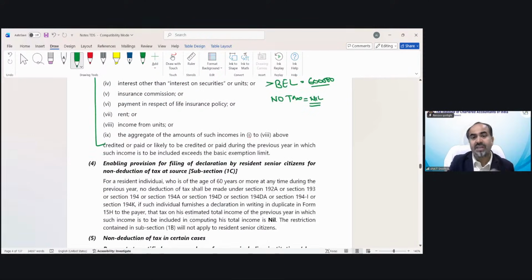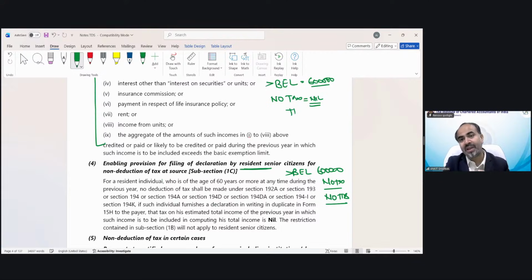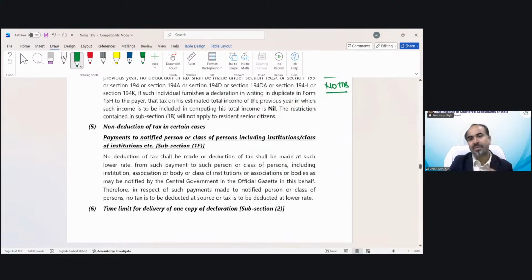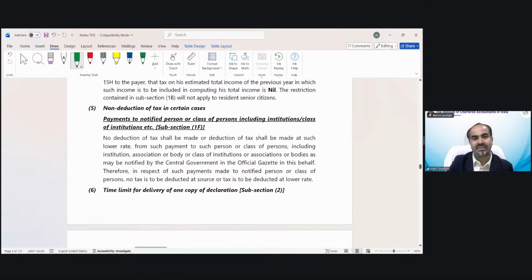But if you are a senior citizen, and there is income of 6 lakh rupees, which is exceeding the basic exemption limit, then in case of a senior citizen, if there is no tax, there could not be any TDS. But if you are not a senior citizen, even if there is no tax, TDS liability arises. For senior citizens, this benefit has been provided that if there is no tax, even with income exceeding the basic exemption limit, there could be no liability of deduction of TDS.